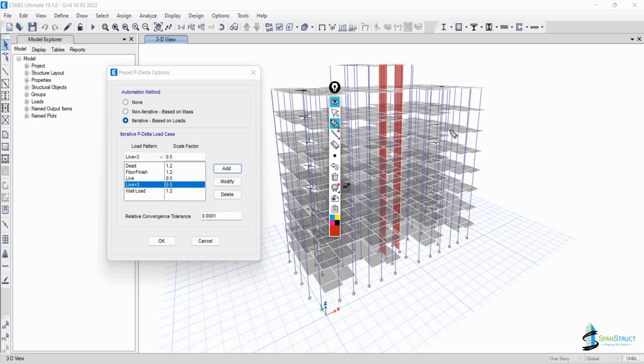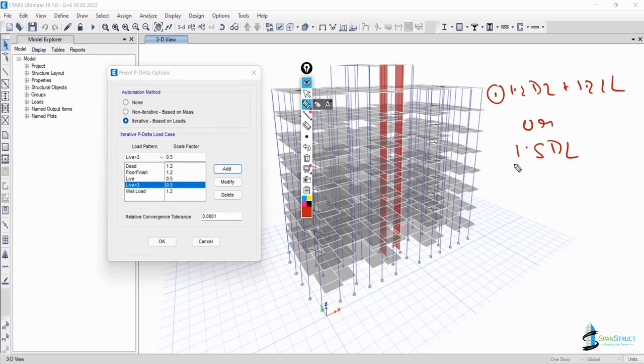So the different consultants define different load combinations when it is required to define the P delta. Some consultants define the P delta option as 1.2 dead load plus 1.2 live load, or 1.5 dead load. We have to use the critical one in the load combination for the definition of the P delta. I am not saying that this is the wrong way of defining the P delta load combination. This is also accurate.